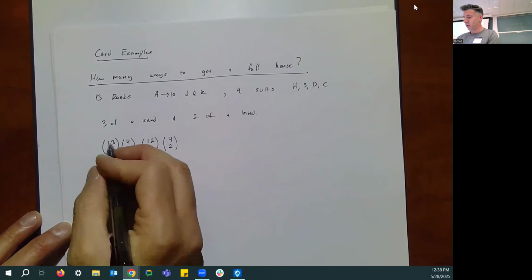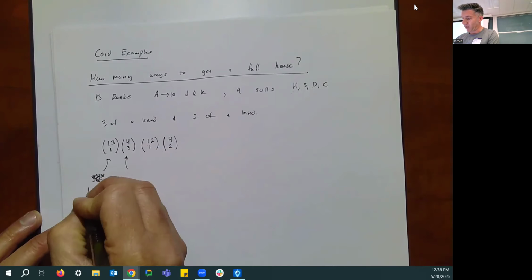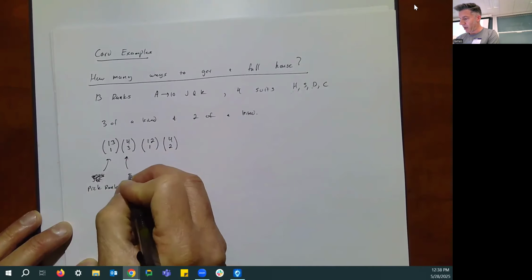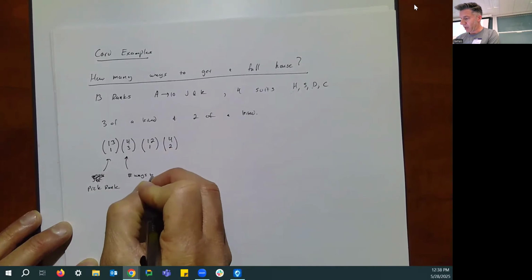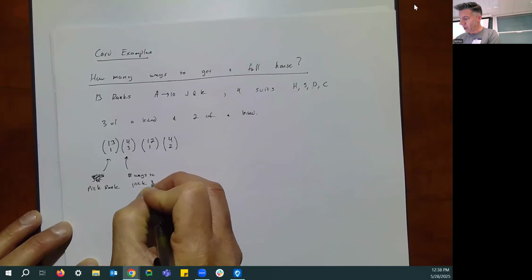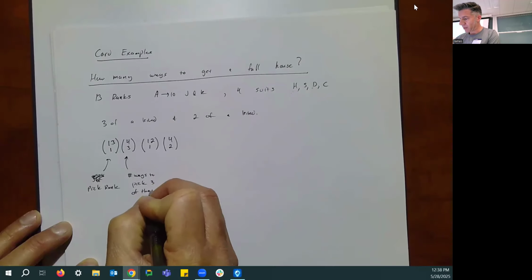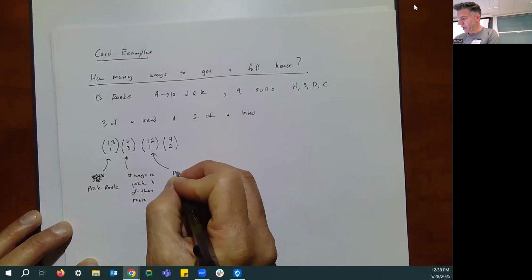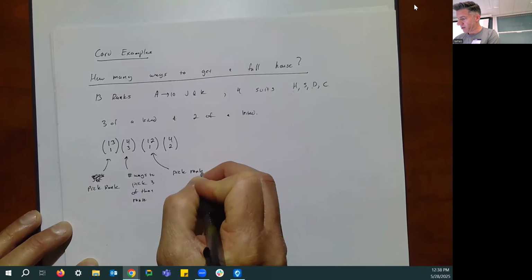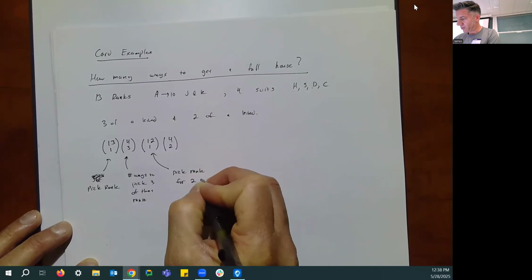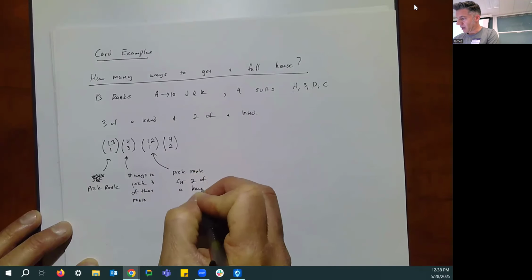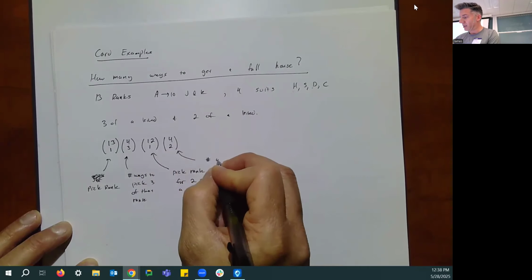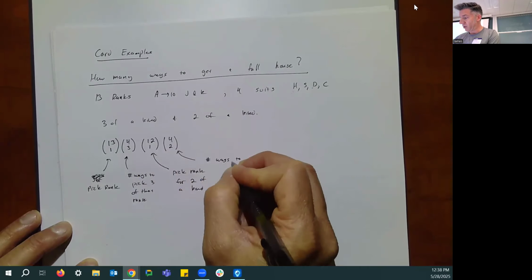This is picking the rank. We said queens. This is the number of ways to pick three of that rank. And then we repeat the process over here. This is picking the rank for the two of a kind. And then 4 choose 2, which is equal to 6, is the number of ways to pick two of those cards.